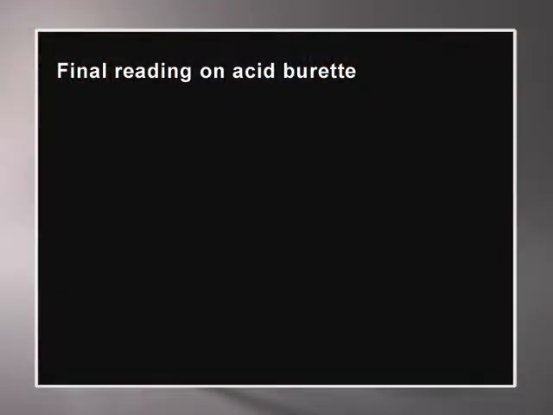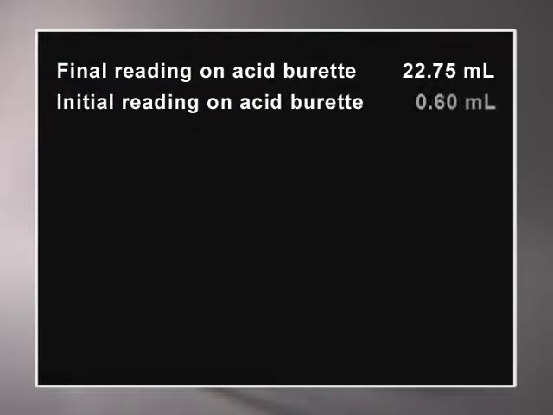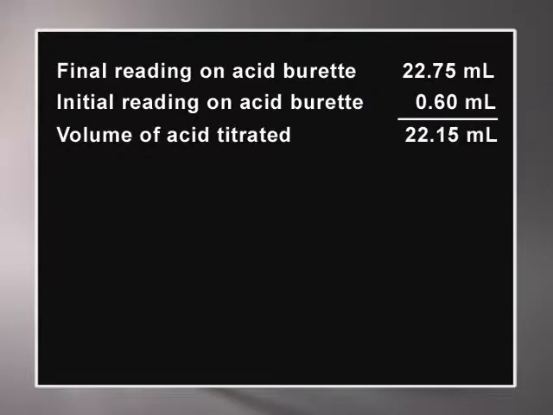The final reading on our acid burette was 22.75 milliliters. The initial reading was 0.60 milliliters. The difference between these two readings tells me how much acid was added to the reaction flask. That comes out to be 22.75 minus 0.60, or 22.15 milliliters.